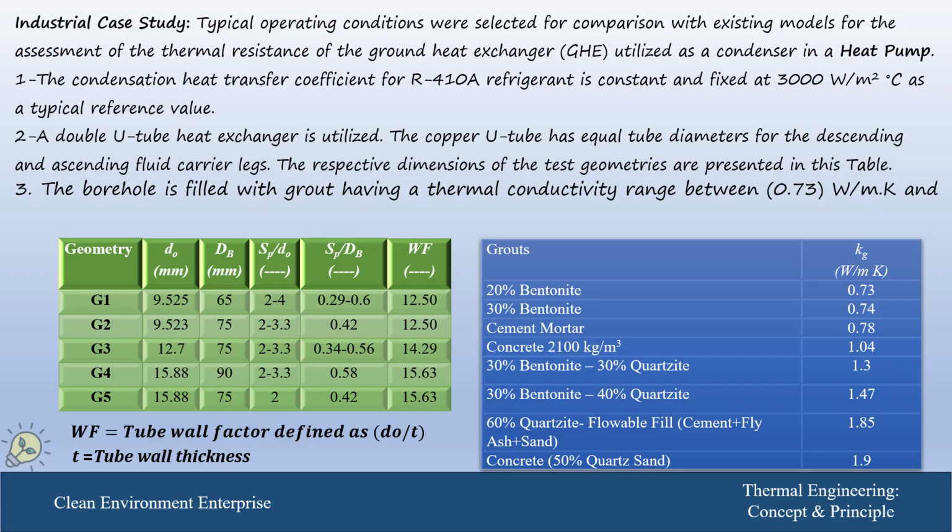Let us find the performance of the W tube for these geometries with a range of thermal conductivity of the grout material ranging between 0.73 watt per meter Kelvin up to 1.9 watt per meter Kelvin as shown in the table. These materials are well known to be utilized in this type of heat exchangers, and some of them are a mixture of different materials such as bentonite and 30% quartz.